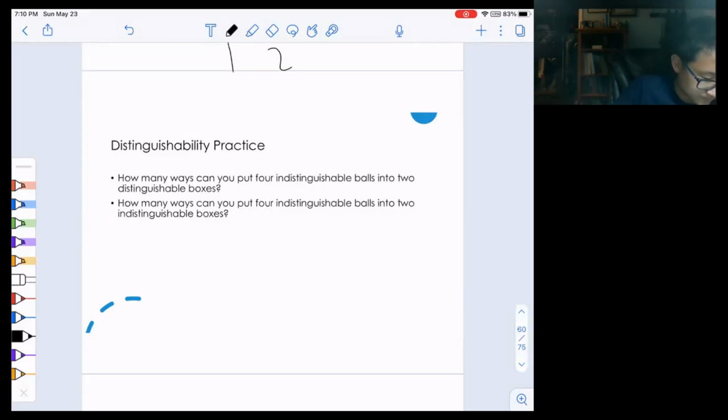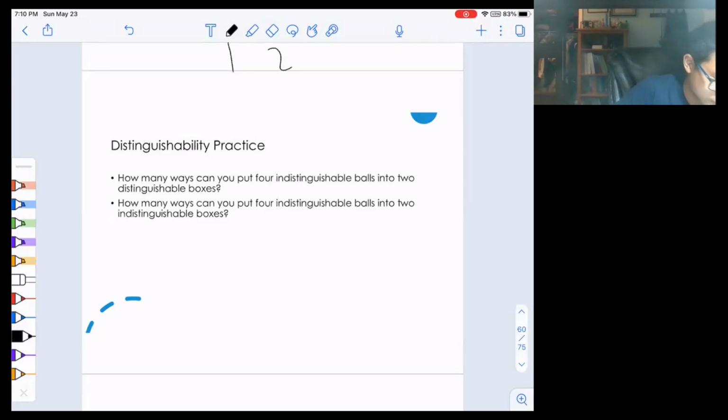We can put either 0, 1, 2, 3, or 4 balls into the first box. So there are 5 options: box 1 has 0, 1, 2, 3, or 4, and box 2 just has the rest of the balls. That means there are 5 ways to arrange the 4 indistinguishable balls into 2 distinguishable boxes.